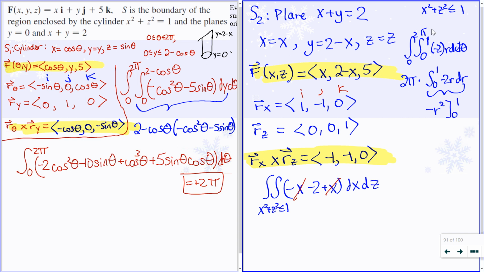We get -1 times 2 pi, which is -2 pi, which again, we're going to call 2 pi because of the positive orientation. So far, we have 4 pi.